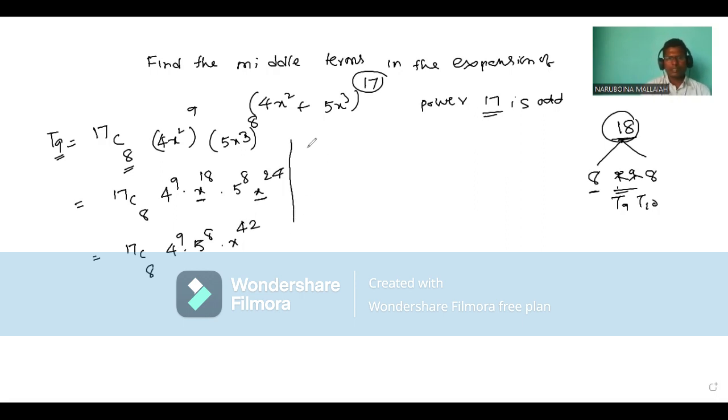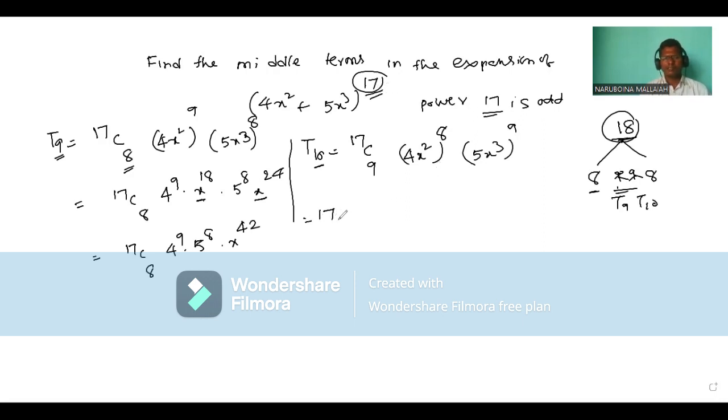After that, one more middle term we have to calculate, that is t10. So for t10, here n is 17, C, here is 9, 10 means we have to write 9. Okay, first term is 4x square. Next, second term is 5x cube. Now 17 minus 9, 8. Write this 9 here. 8 plus 9, 17. This must be equal to power.